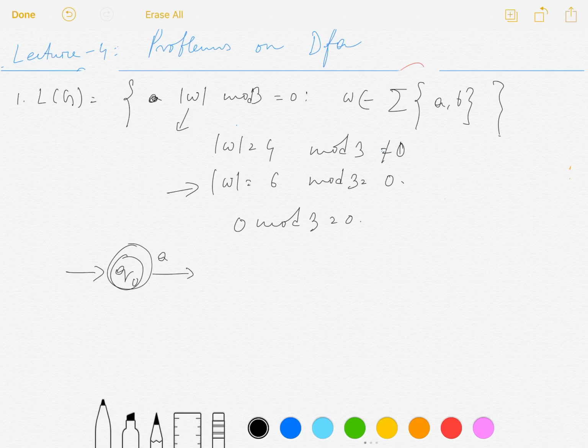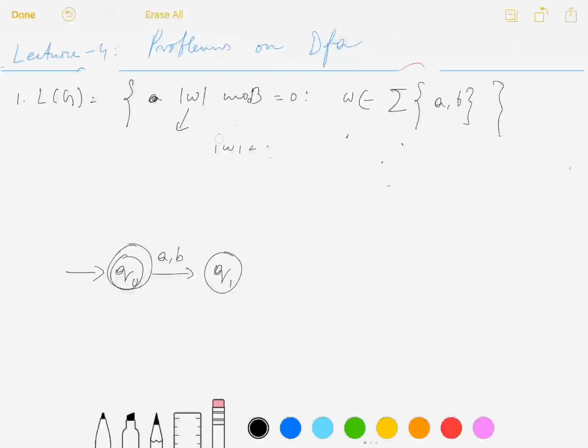Now when it accepts either A or B, irrespective of which, it will reach the Q1 state. At the Q1 state, I can say that the length of the string the machine has consumed is 1, and 1 mod 3 is obviously 1. So it will not be accepted by this DFA, right.